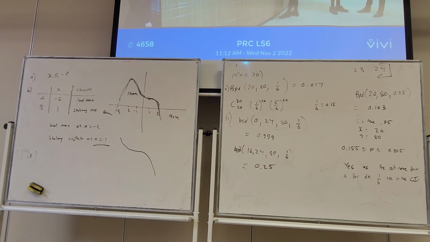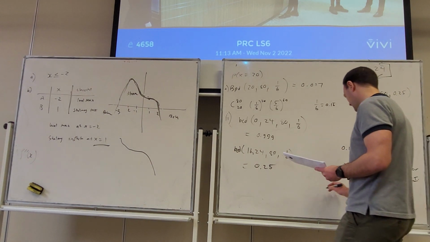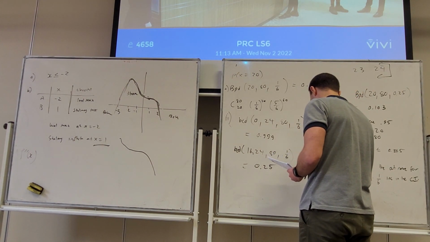Okay, part 3. Hence, what can you conclude about whether or not the die being tested is weighted? All right, well, it's inconclusive. We don't have enough evidence to say that it's not fair because the 1 on 6 lies in the confidence interval. So that's what we should say. The test is inconclusive.